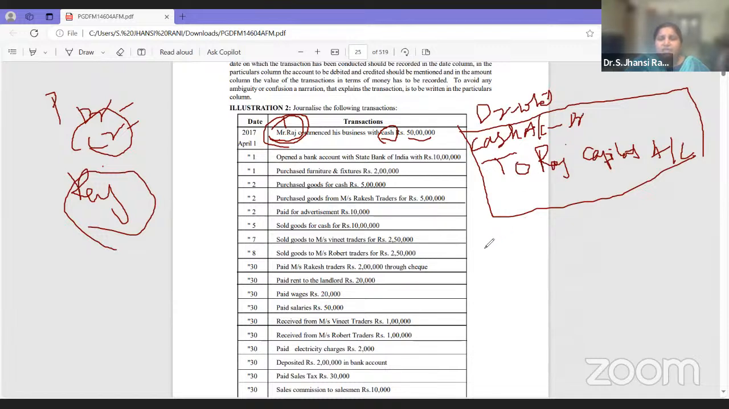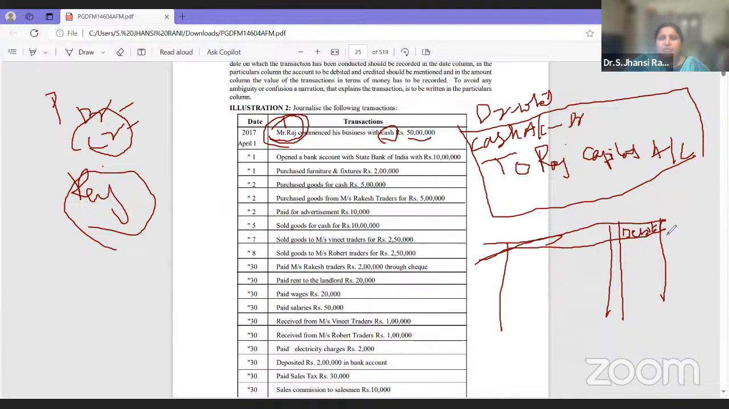Whenever we write journal entries, our format will be like this. The first column is the date column. Next is the particulars column. The next column is the LF number, that is, the ledger folio number. The next column is the debit amount in rupees, and the last column is the credit amount in rupees. So this is the format. And I write like this. When we are starting the business on 1st April, I'll write April 1, 2017.